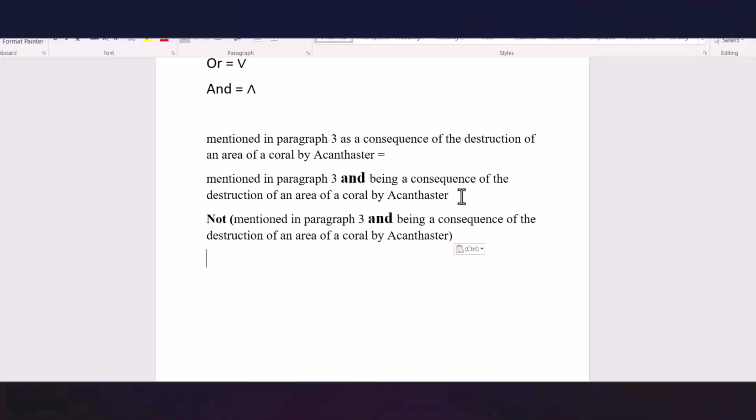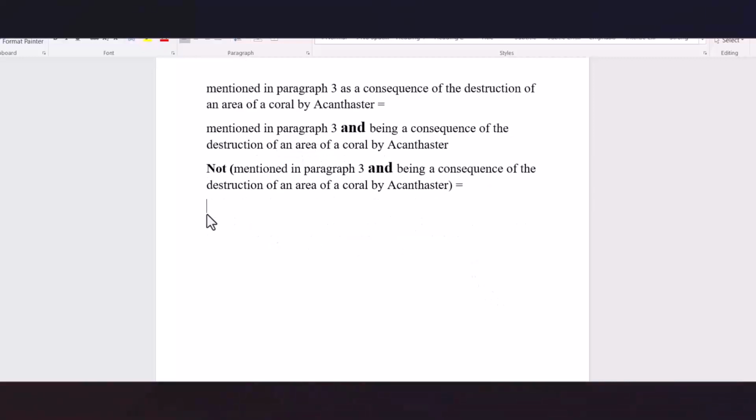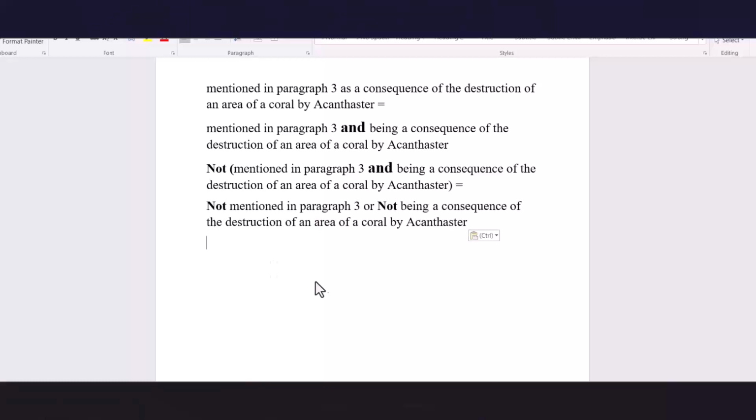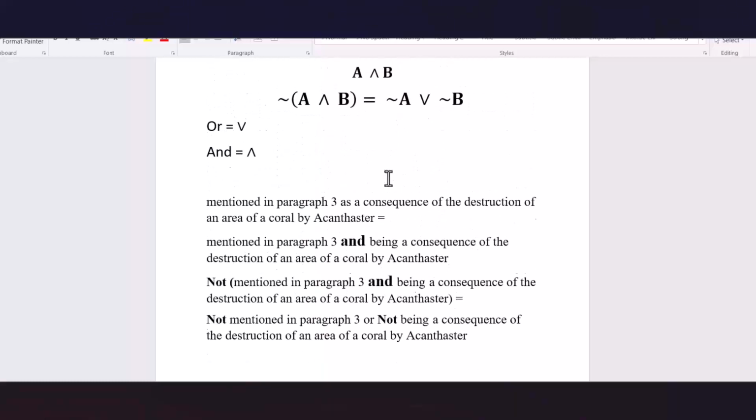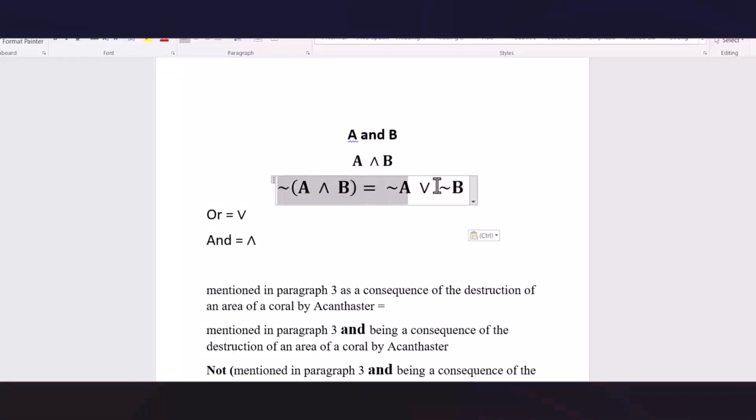Now, if we place a "not" upon this clause, we have actually this relation: not, parenthesis opens, our clause, parenthesis closes, and this relation equals this clause, according to this equation in logic.